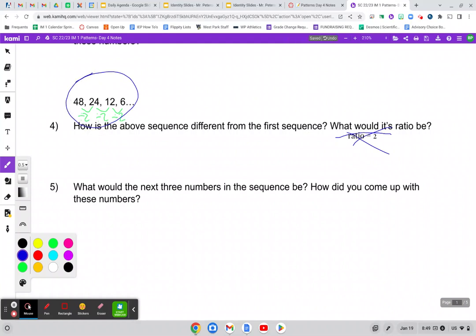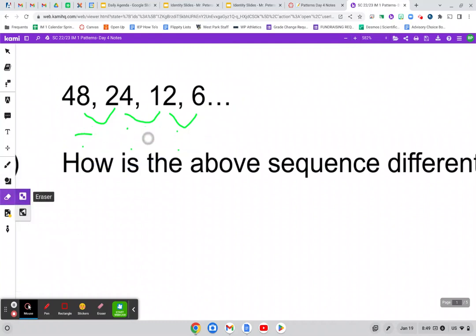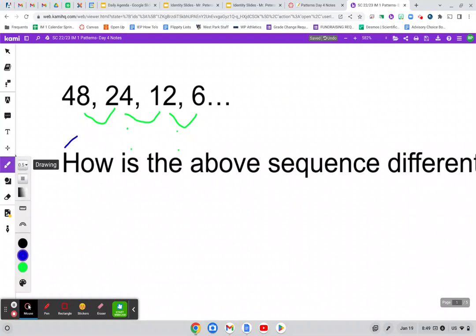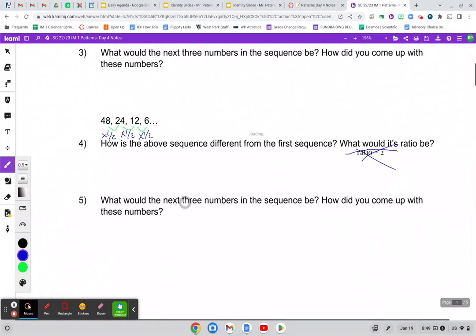So dividing by 2 is the same thing as, and I'm actually going to erase this, let me get the eraser out here. Dividing by 2 is the same thing as multiplying by 1/2. If you were dividing by 3, then your ratio would be 1/3. If you're dividing by 4, your ratio would be 1/4. If you're dividing by 10, your ratio would be 1/10. So you have to be really careful here. Your ratio is not 2. Your ratio is 1/2.